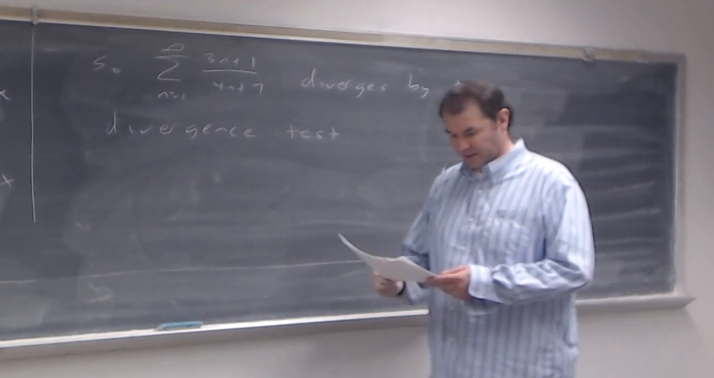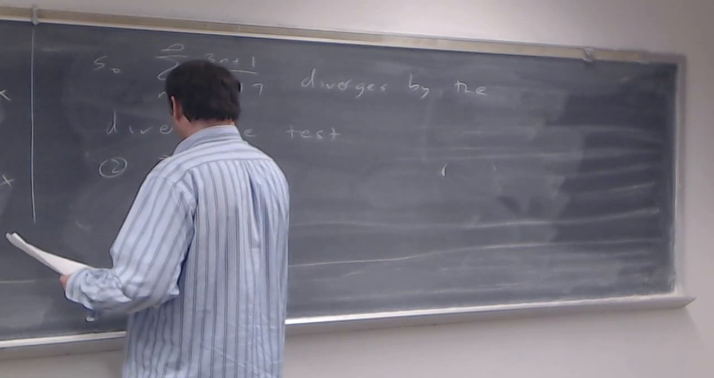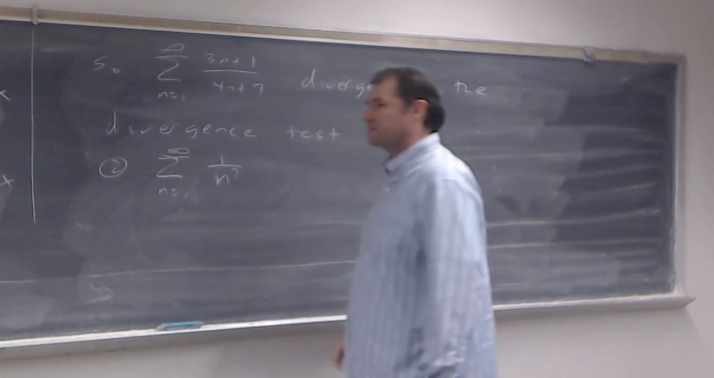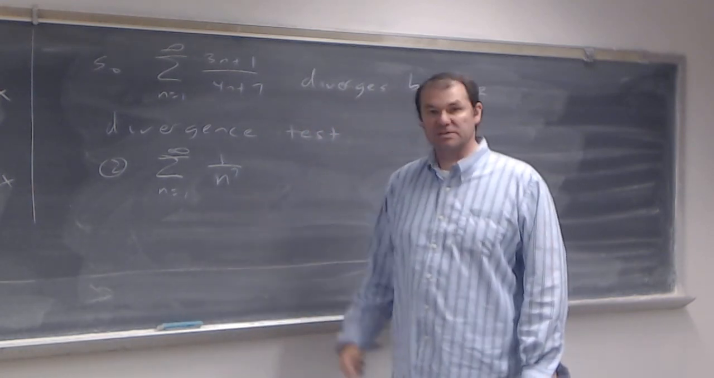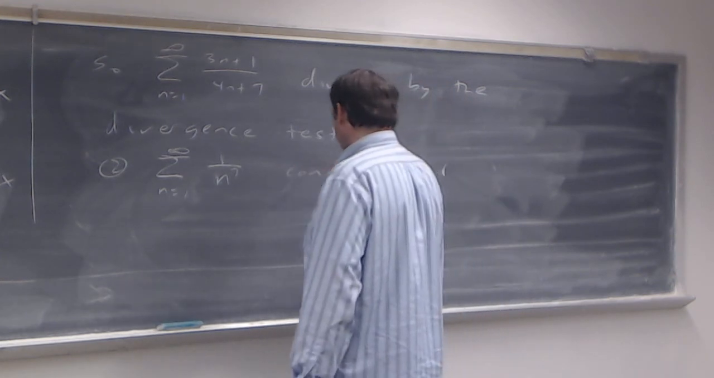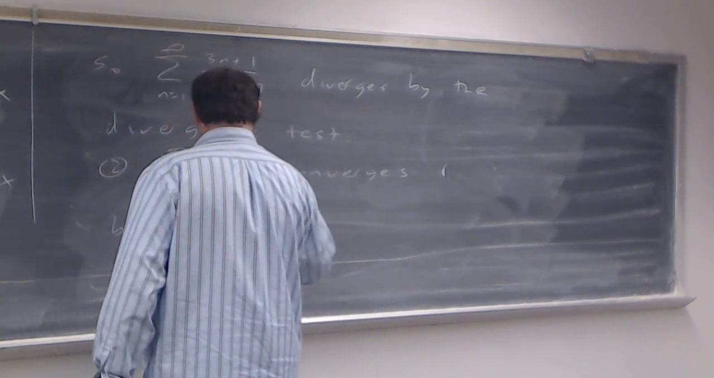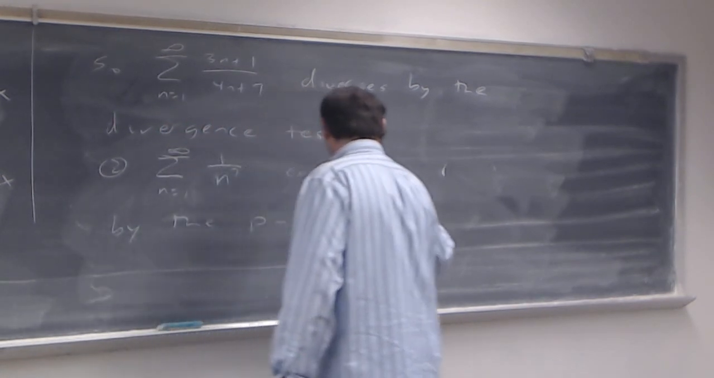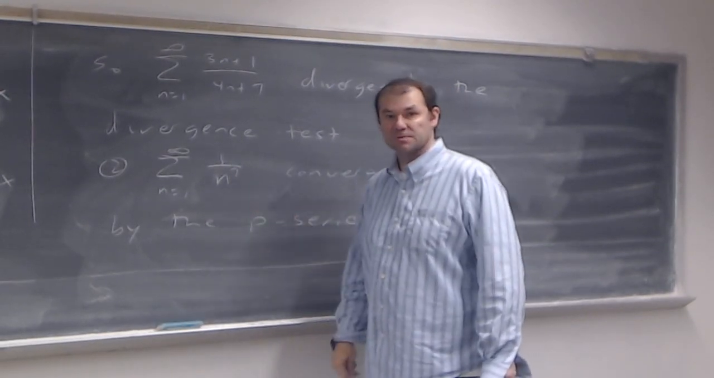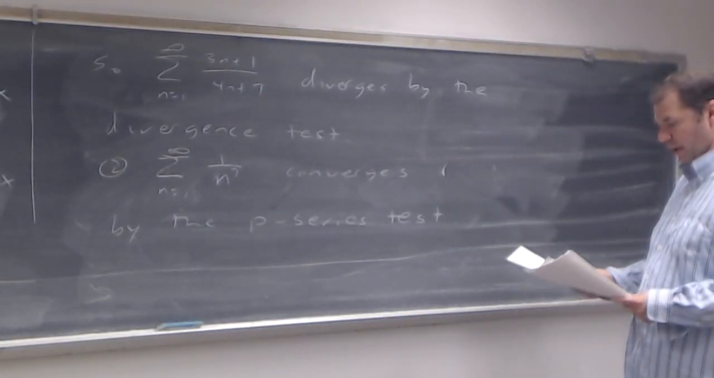Okay, another example I'd like to look at is the sum as n runs from 1 to infinity of 1 over n to the 7th. Again, what we want to determine is whether this series converges or not. And so the answer is, this converges by the p-series test. It's a p-series with p being equal to 7. So it converges by the p-series test because 7 is bigger than 1.